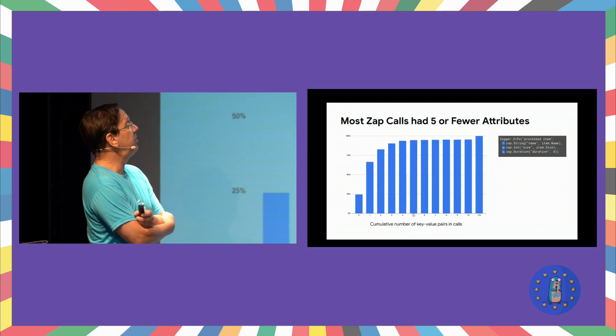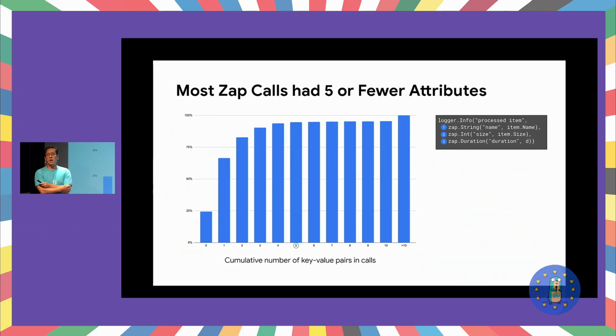So here you see the cumulative distribution of the number of attributes, key value pairs, in calls to Zap. So on the slide you see an example of a Zap call to the info method that takes 3 attributes. So that's 3. And I just did a cumulative distribution here. And you can see something pretty striking, that once you get to 5, you've pretty much covered 95%. And adding more doesn't change that very much. Of course, there's a long tail. But 5 is sort of this magic number where you've captured almost all the calls.